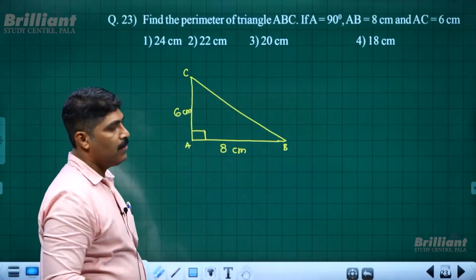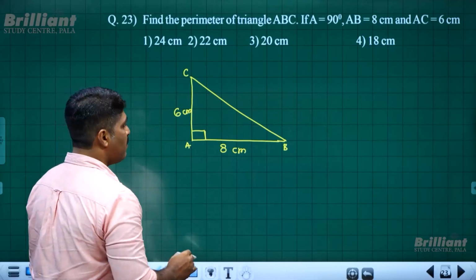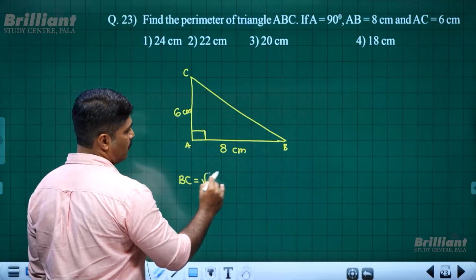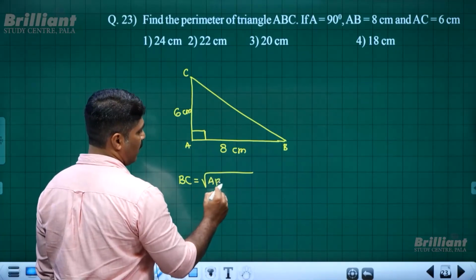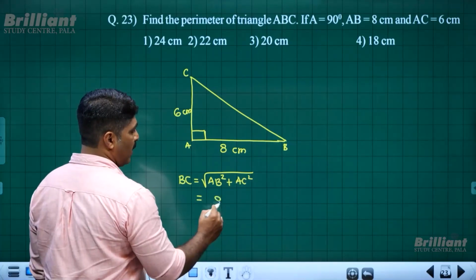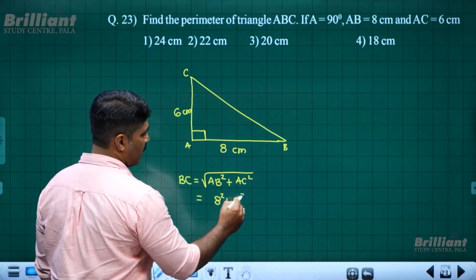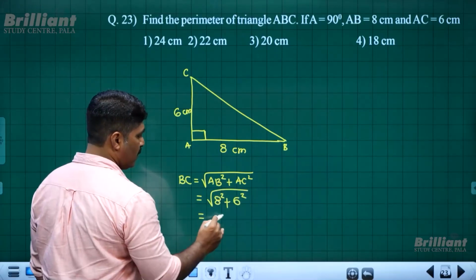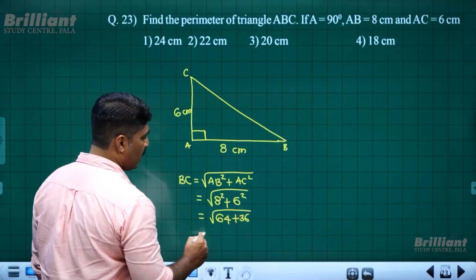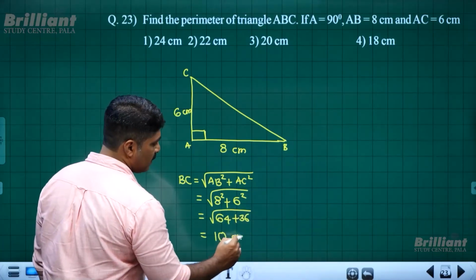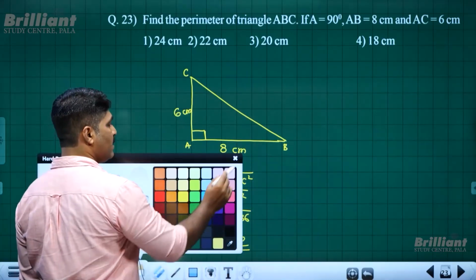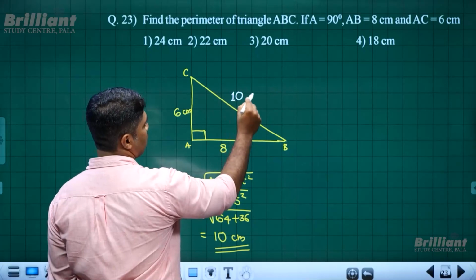As we know the Pythagoras theorem, in a right angle triangle, BC equals the root of AB square plus AC square. So here this is 8 square plus 6 square, which is equal to 64 plus 36. That is root 100, which equals 10 centimeter. So this side equals 10 centimeter that we found here.